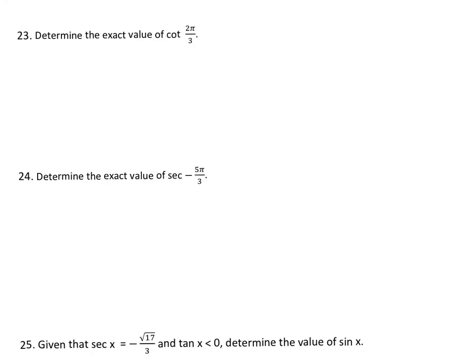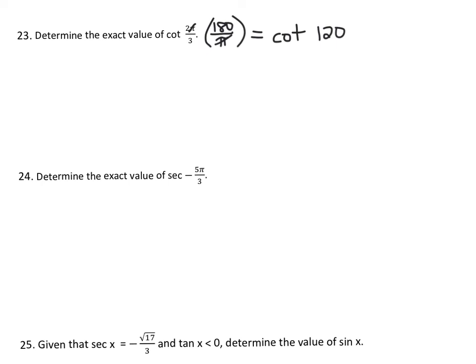Okay, so in number 23, they want us to determine the exact value of cotan of 2 pi over 3. Since this is in radians, the first thing we want to do is convert it to degrees. We do that by multiplying by 180 over pi, because the pi on top cancels with the pi on bottom. That leaves us with, don't forget to bring the word cotan over, don't just bring the angle over, cotan of, well, since 180 divided by 3 is 60, 2 times 60 gives you 120. So we're finding cotan of 120.